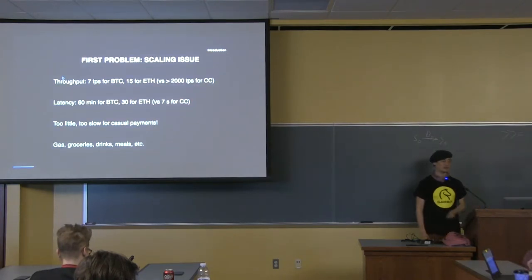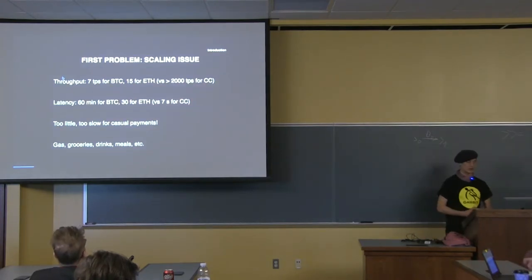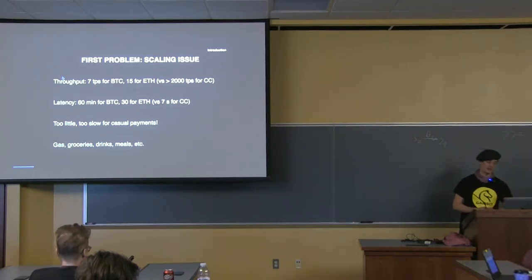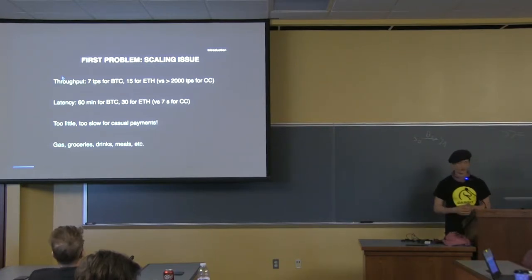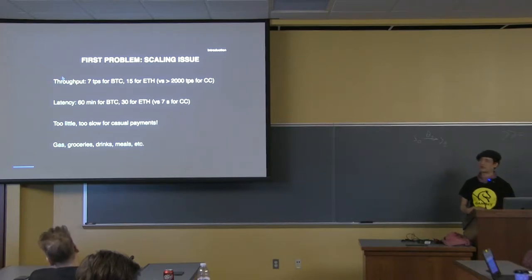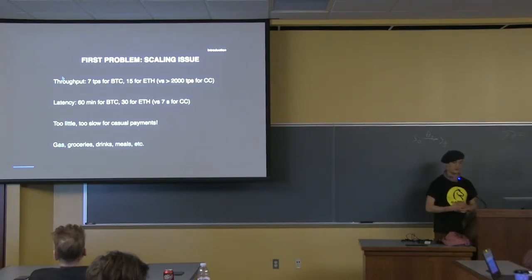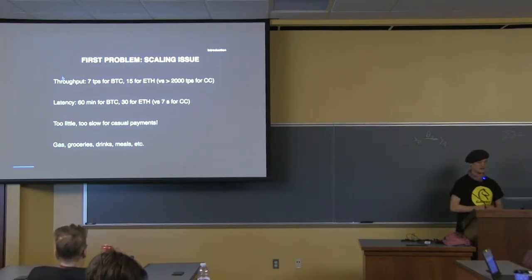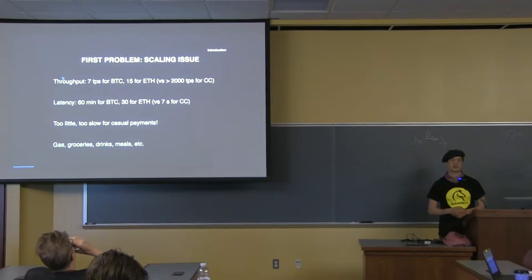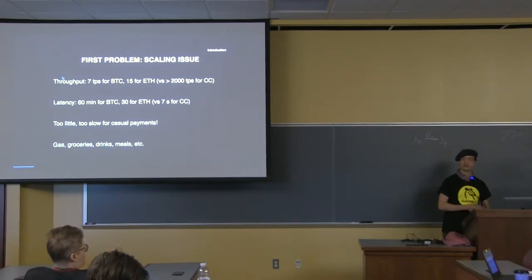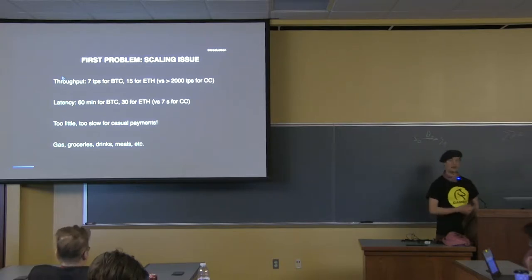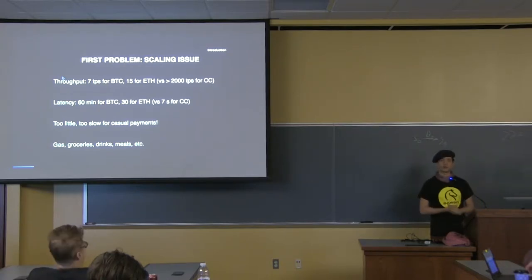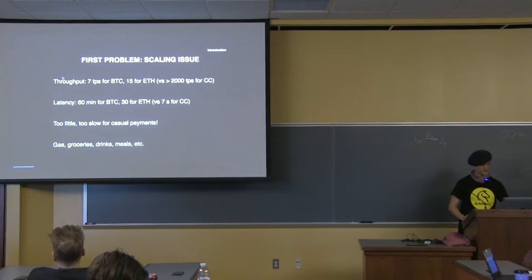First problem, scaling issue. The throughput of Bitcoin is about 7 transactions per second compared to thousands for credit cards. Latency, 60 minutes for Bitcoin, 30 for Ethereum. It's not going to improve much anytime soon. This is too little and too slow for casual payments. You can buy a house or a car this way, but you can probably not fill your car tank with gas or buy flowers for your mother when you're late at her birthday.